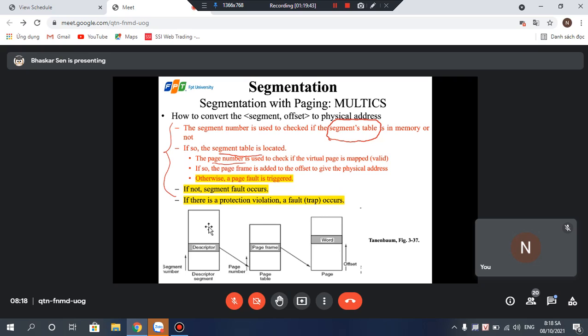Basically, once you get the page number, then you can usually map the page frame and the physical address. If you can't do it, then there will be a page fault. If you can't find the segment, if the segment is currently not loaded, then there will be a segment fault. If there is a protection violation, then there will be a trap. Okay. So basically there could be multiple issues.